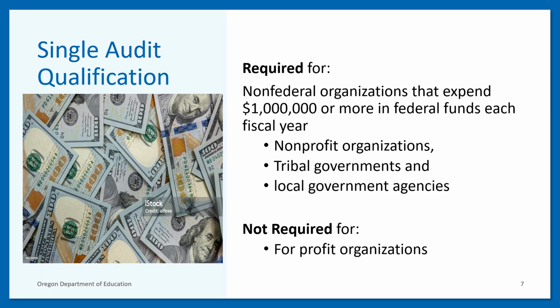Nonprofit organizations, tribal governments, and local government agencies such as schools and universities that expend $1 million or more in federal funds during their fiscal year are required to have a single audit completed and to submit the single audit to the Federal Audit Clearinghouse within 9 months of the close of their fiscal year. At this time, ODE does not require for-profit sponsors who expend $1 million or more in federal funds during their fiscal year to submit a single audit, but may request for-profit sponsors to submit a program-specific audit.